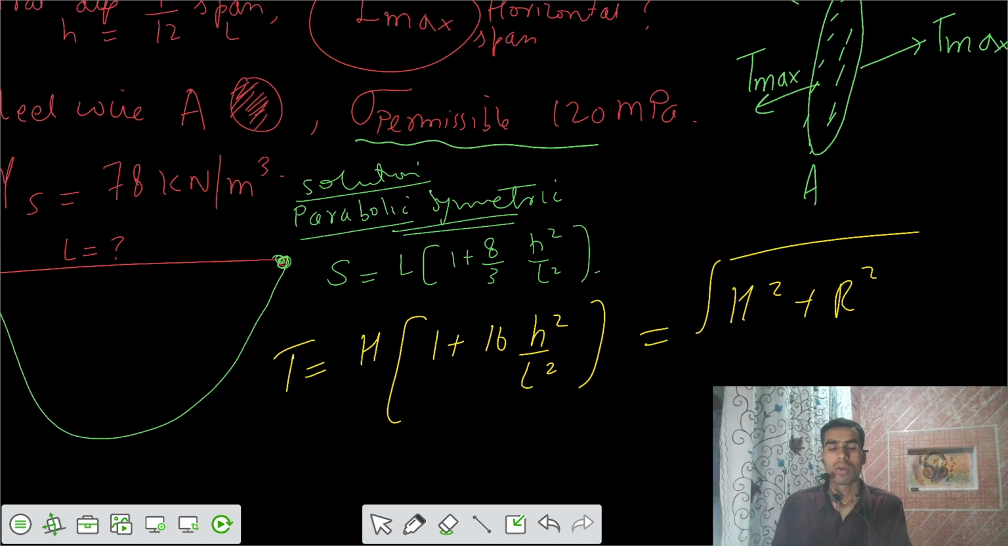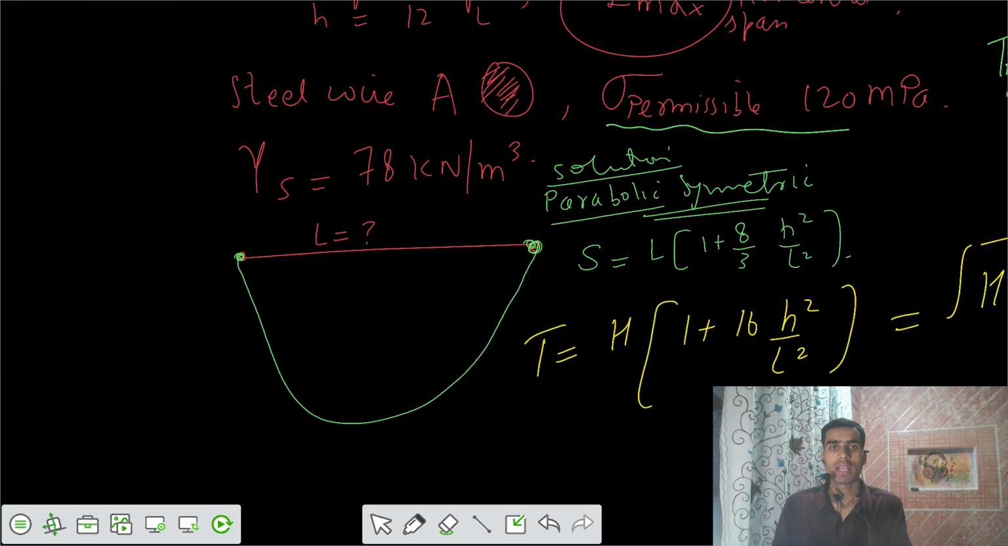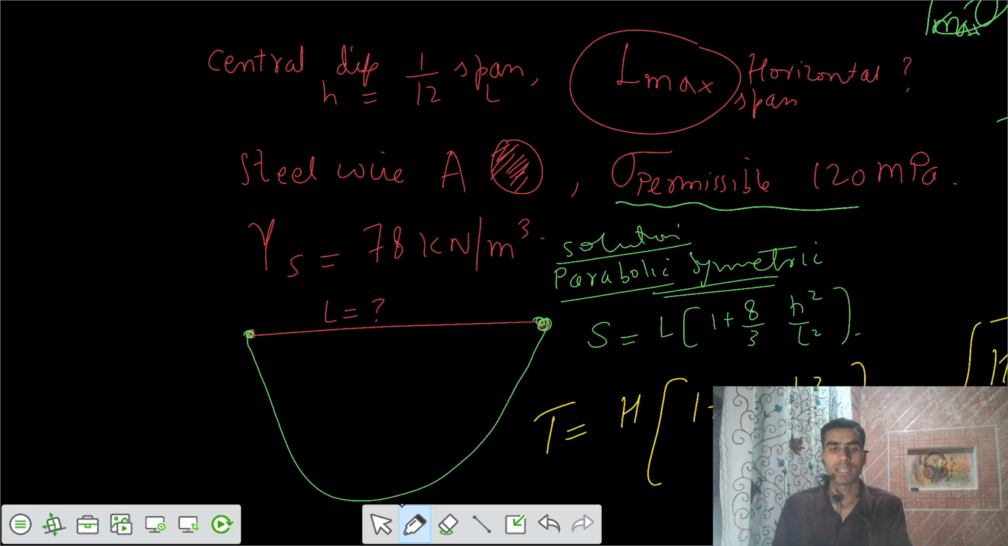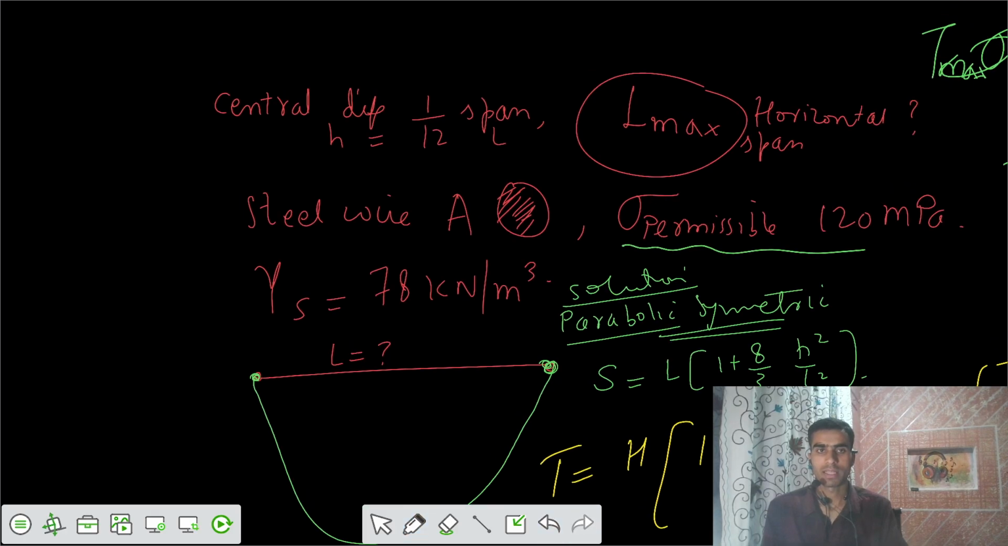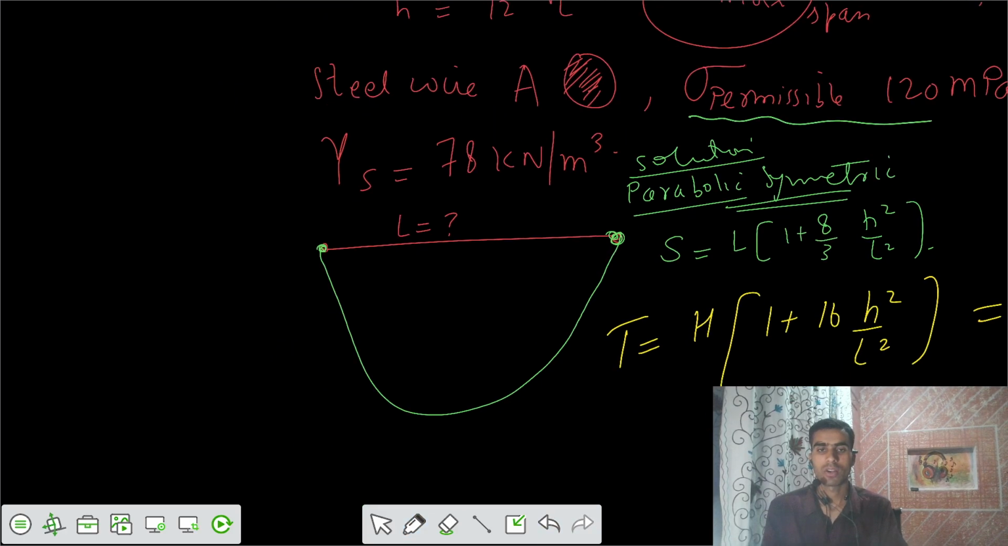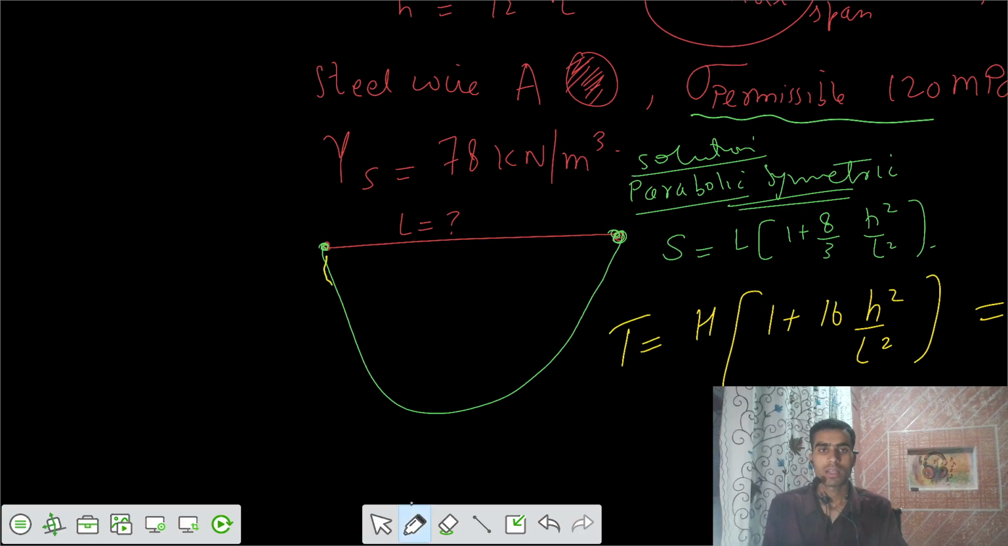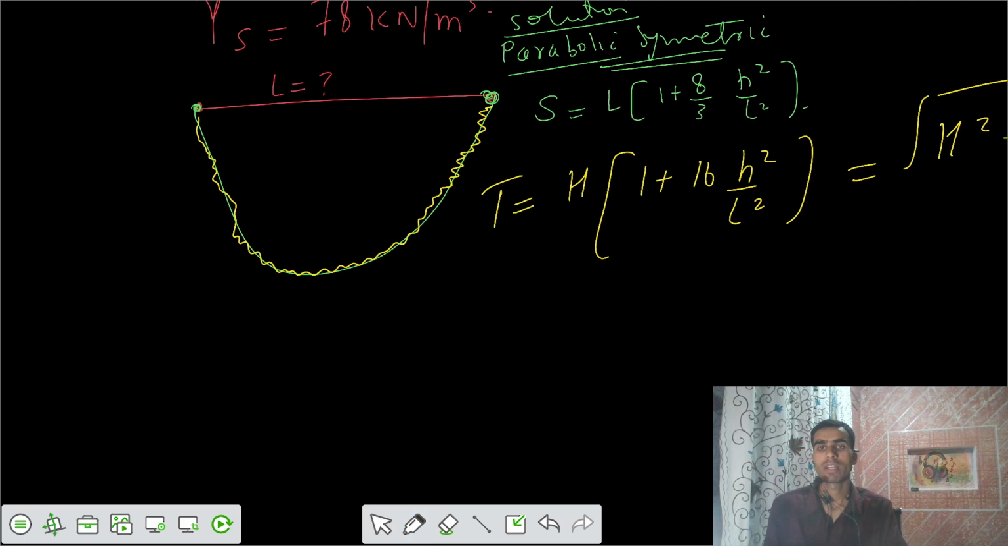Now, let's say that the loading is such that it's along the horizontal. Let's remove this one, because we are talking about this as self weight. It's not along the horizontal, it's along the profile itself. Can you tell me what's the total weight of the cable?